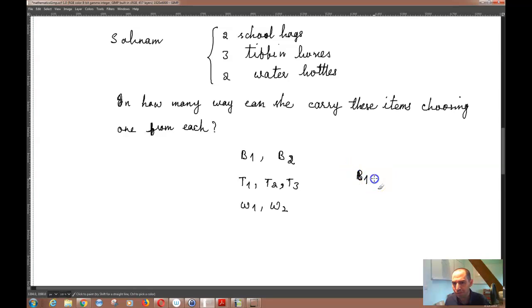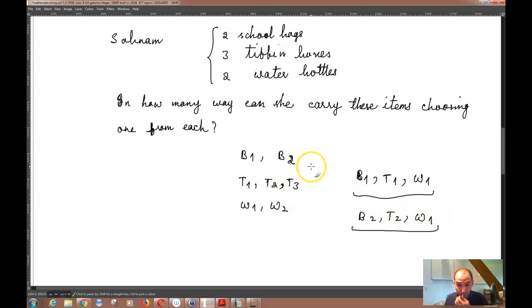I could take, for example, B1 with T1, the tiffin box 1, with the water bottle 1, and that would be basically one complete set. On the other hand, on another day, I could take the bag 2 and tiffin box 2, and the water bottle 1 again. That would still be another different combination on another day, and so on and so forth.